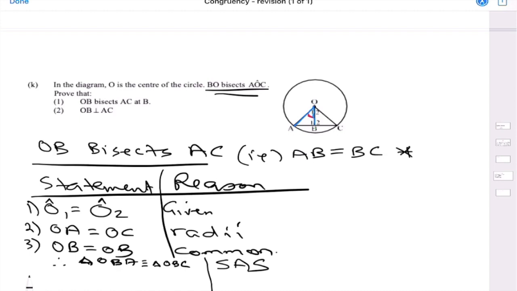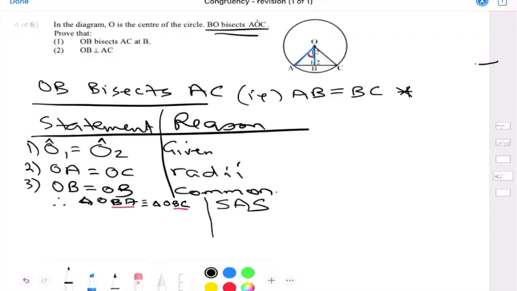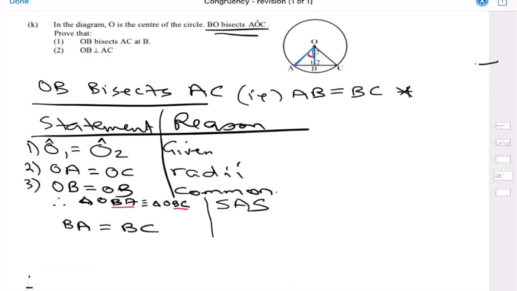And now we can answer the question. The question says prove that OB bisects AC. So we can conclude from this that BA is equal to BC. We know because those two triangles there are congruent. So we can leave it like that. Otherwise, BA is equal to BC simply because the triangle OBA and the triangle OBC are congruent, and we proved this.